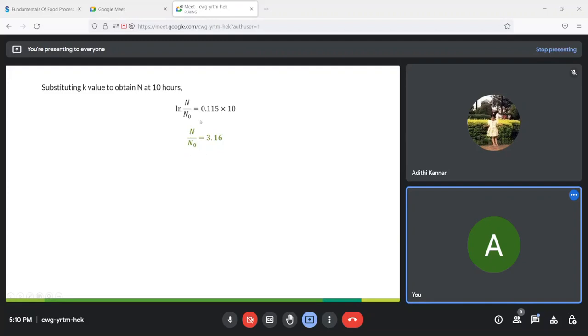If you take an antilog of this RHS, you will get 3.16, which is equal to n by n naught. This will give you the number of folds, or how many times the microbe count has increased. So n naught will be your initial count and n will be your final count. This ratio will give me the number of folds, or the number of times the microbe has replicated. So the answer to this question will be n by n naught equal to 3.16, which is option D here.